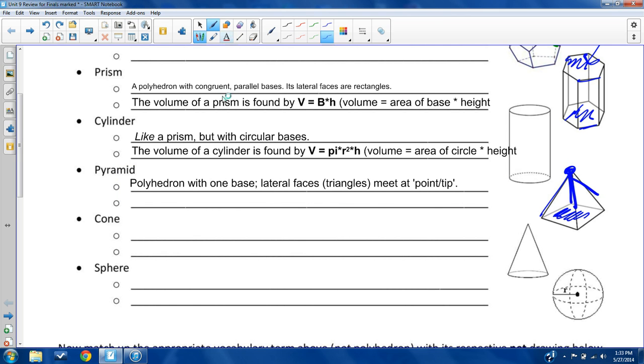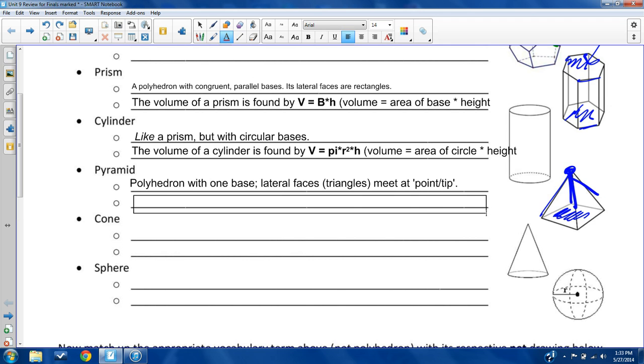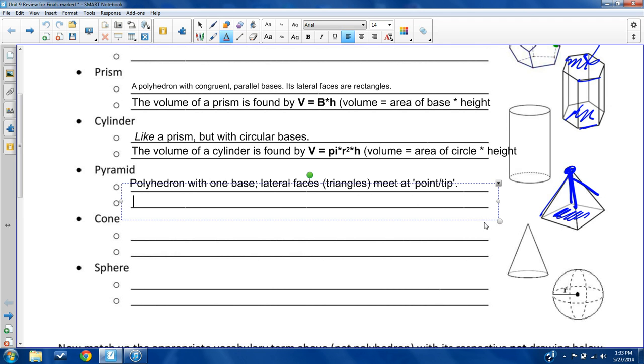Also, finding the volume of it. And you know what? Wait, I haven't talked about surface area. I might have to include all these. I'm sorry. I'll have to go back for these. But volume of a pyramid is 1/3 the volume of a prism. So your volume is 1/3 of area of base times height.